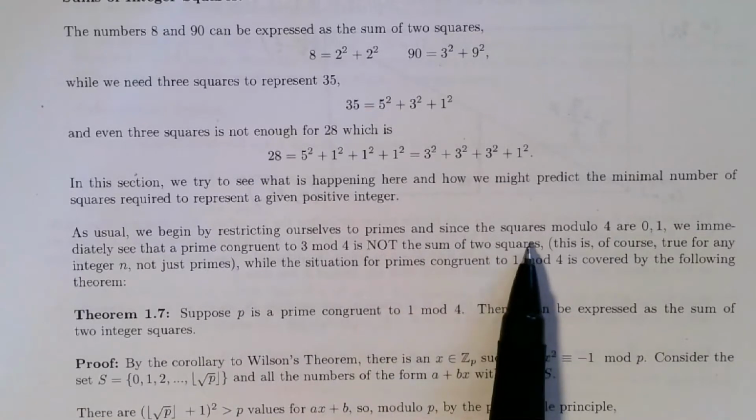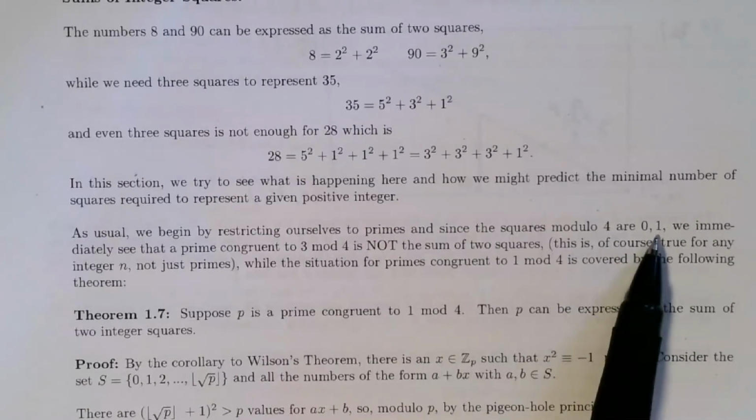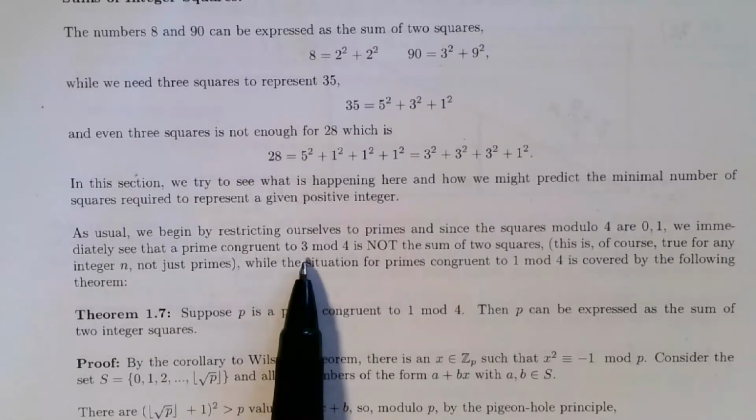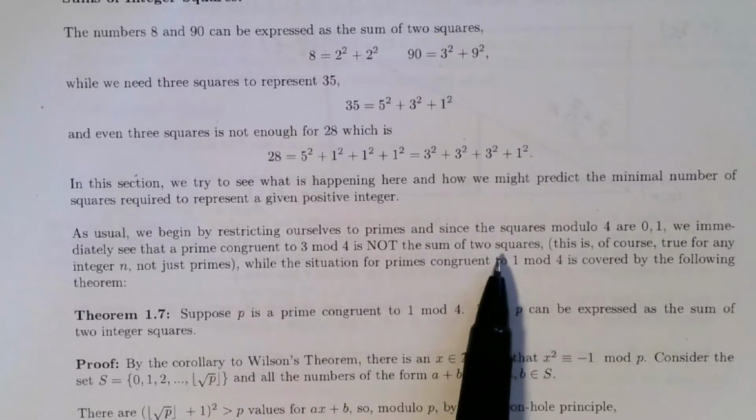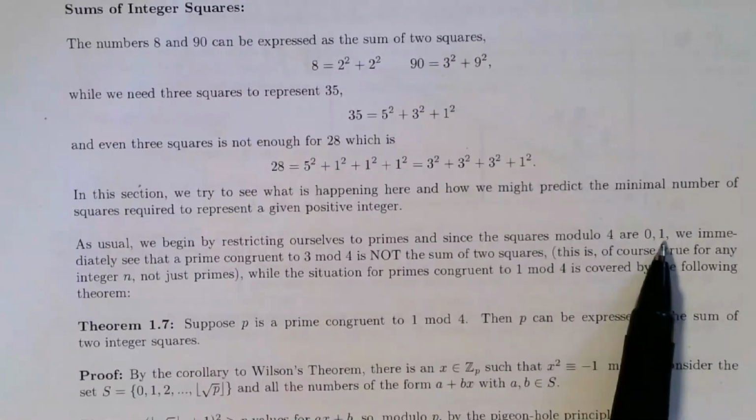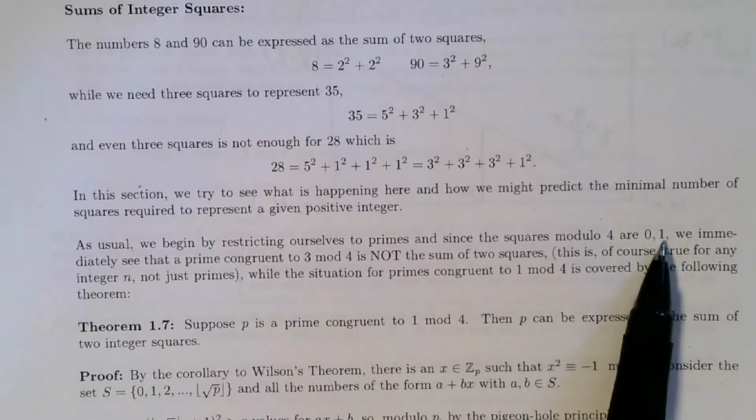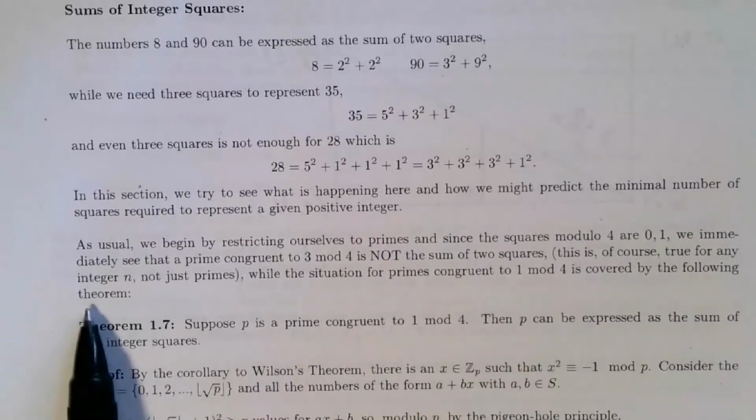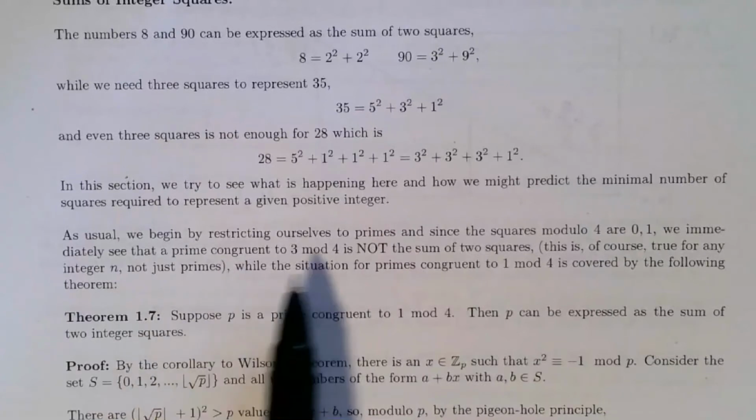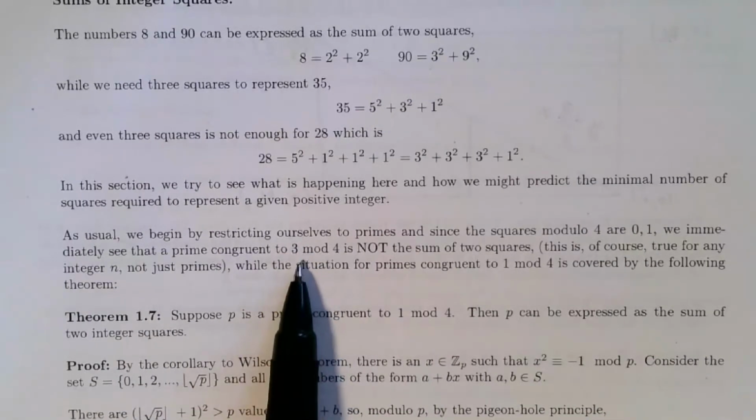Now, since the squares modulo 4 are only 0 and 1, so if you square 0, 1, 2 and 3, you only ever see 0 and 1, we immediately see that a prime congruent to 3 mod 4 is not the sum of two squares, because if you only have two squares, then you'll either get two zeros, a 0 and 1, or a 1 and 1, and that'll only give you 0, 1, or 2, and you won't get 3. Now this, of course, turns out to be true for any integer n, not just primes. Now, what's the situation for 3 mod 4 primes? You can't write those as the sum of two squares. So, for example, 7 is not the sum of two squares.